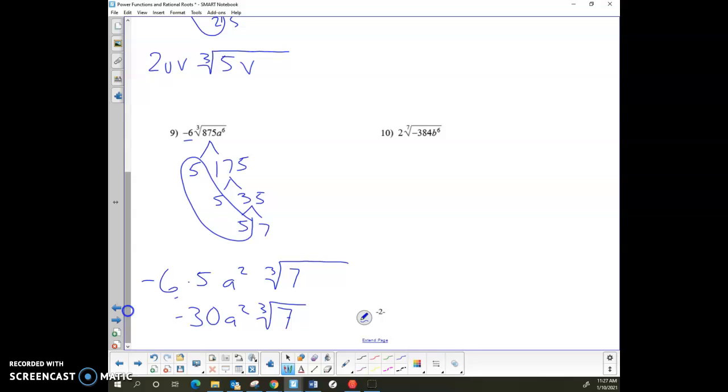All right, number 10, again, I've got a 2. I'm going to leave that on the outside. I'm going to ignore that for right now. We'll bring it back at the end. 384, it's even. It has to be divisible by 2. So I type that into the calculator. I get 2 and 192.